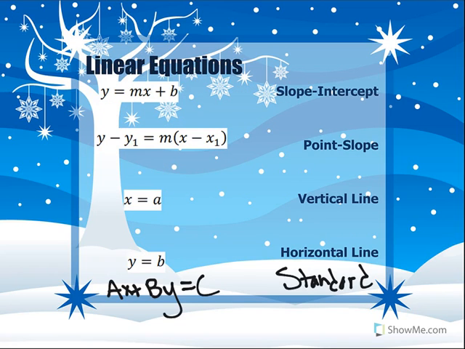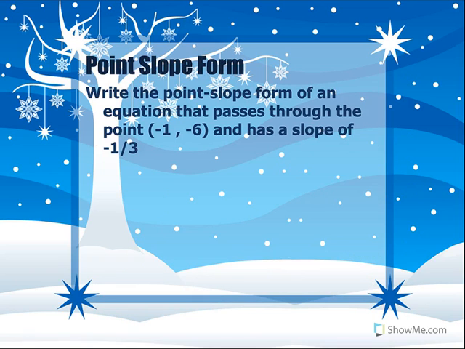Just to recap, this gives us 5 different types of equations for lines. We've talked about slope-intercept form. Point slope form is our main idea for today. We know a vertical line is just x equals a number. A horizontal line is just y equals a number. And then we did talk about standard form last chapter, ax plus by equals c. So let's look at a few examples of point slope form.